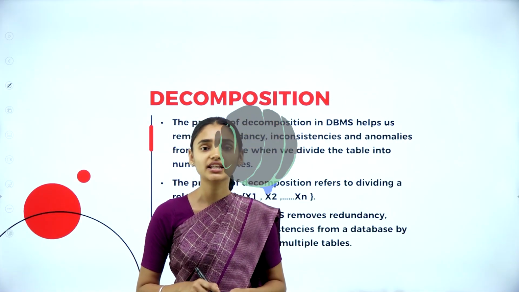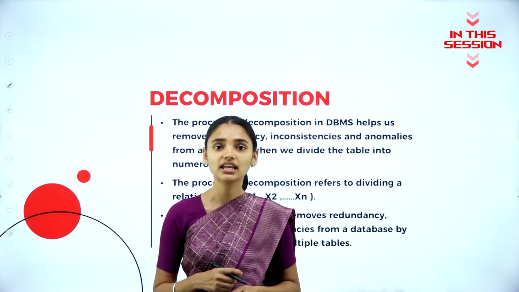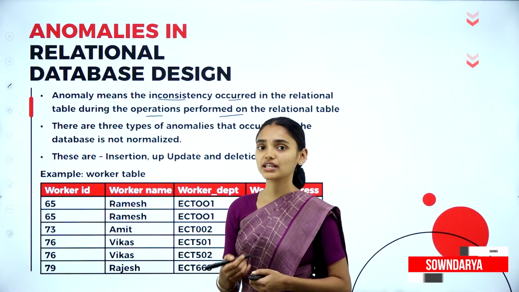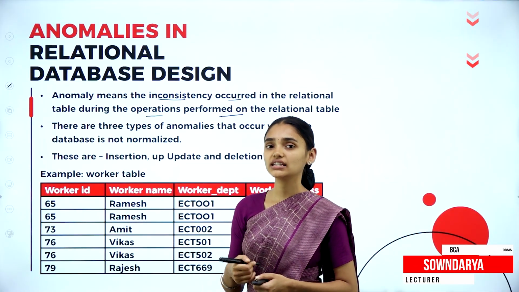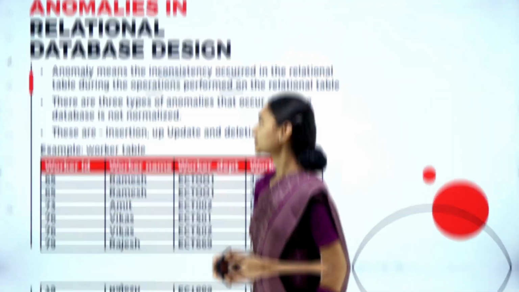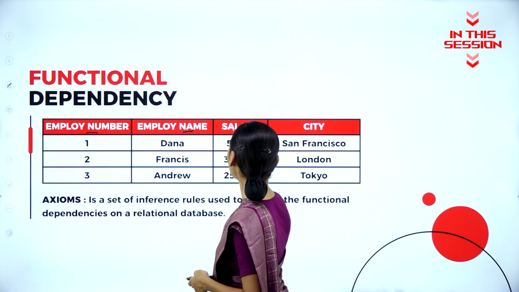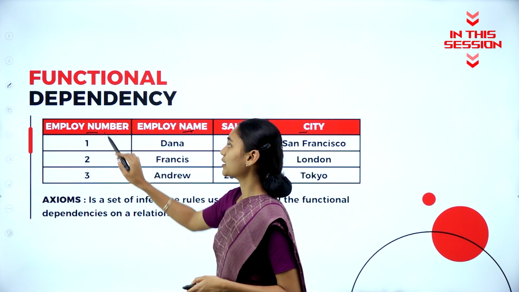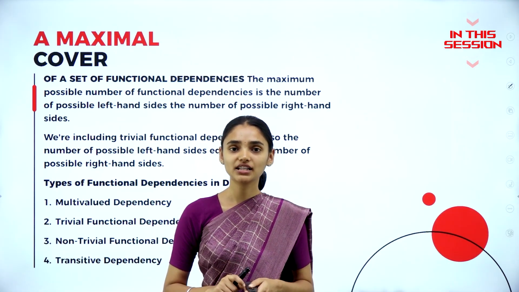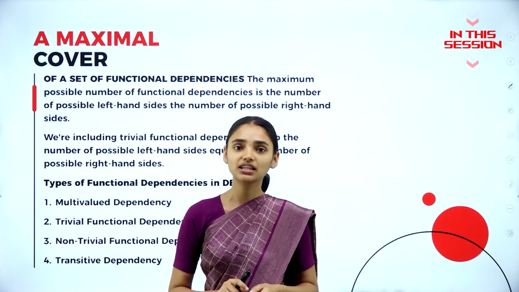So decomposition helps us to remove the redundancy and inconsistency from the relational table. While performing some basic operation, it leads to an inconsistency and redundancy. That is called anomaly. Here all employee name, salary and city depend on employee number. In maximal cover, every dependency on the left hand side should be a single attribute.